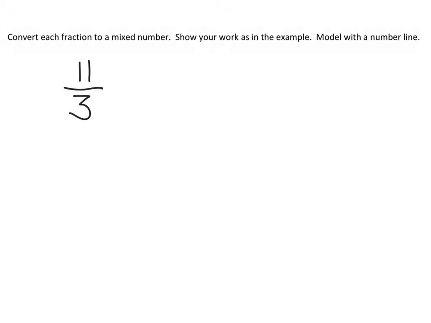Convert each fraction to a mixed number and show your work in the example. Model with a number line. So we have 11 thirds, and we're going to do the same thing that we've been doing already. I'm going to break this down and ask, how many wholes can we get from 11 thirds? Well, since we're talking about thirds, we've got 3 thirds plus another 3 thirds, which would give us 6 thirds.